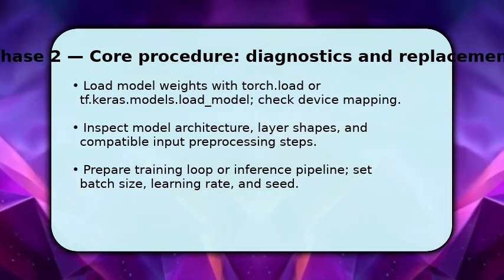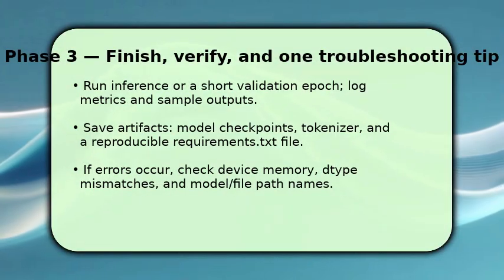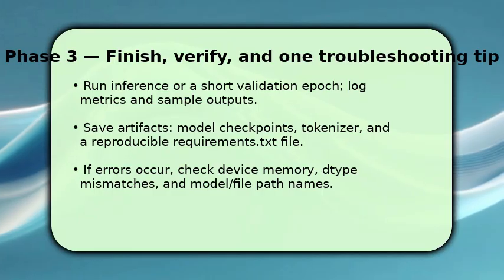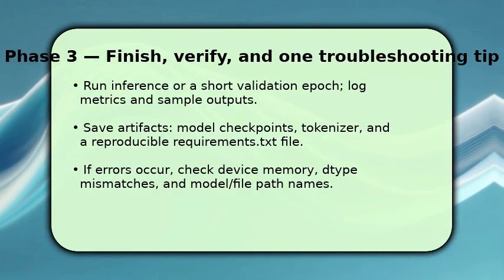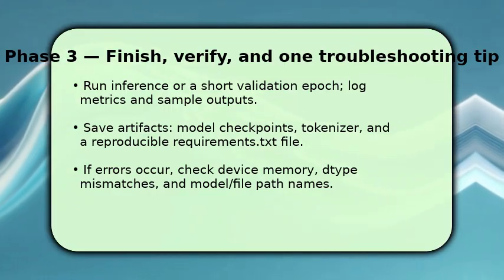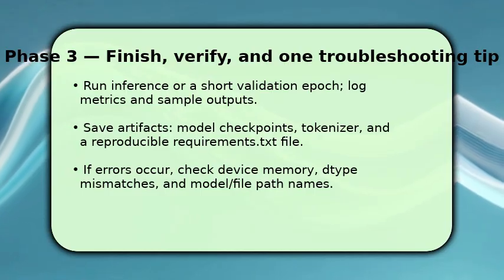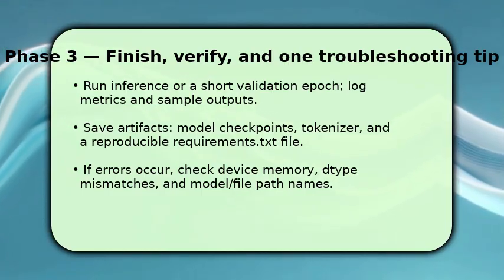You finish by running inference or a short validation epoch to verify the model behaves as expected, and log metrics plus sample outputs for quick sanity checks. Once successful, save checkpoints, tokenizer files, and export requirements.txt so others can reproduce your environment.